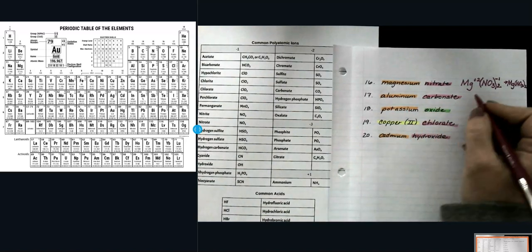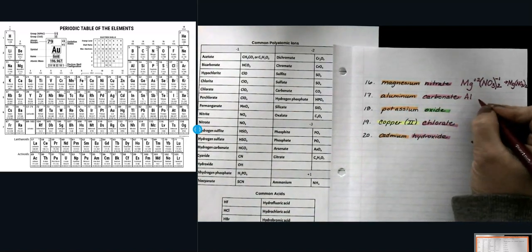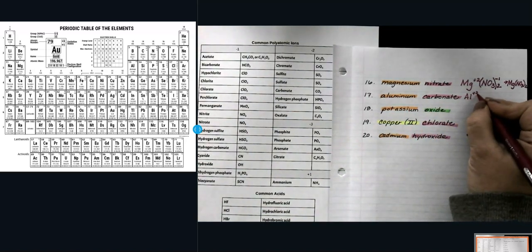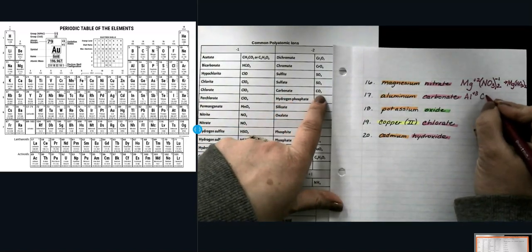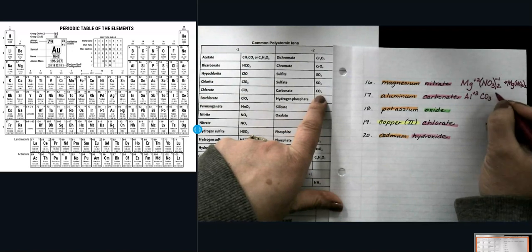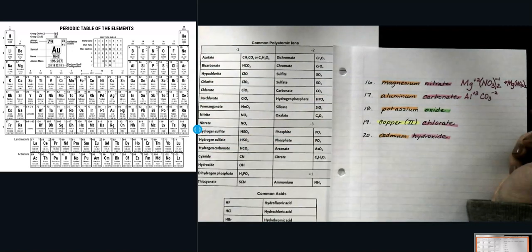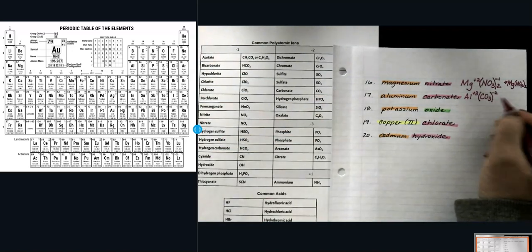Then our aluminum carbonate, Al, it has a charge of +3. Carbonate, we come over here, is CO3, and it has a charge of -2. So again, we're going to have to draw those parentheses in, and it's going to become Al2, because remember that one comes down here, and this 3 has to come over here.